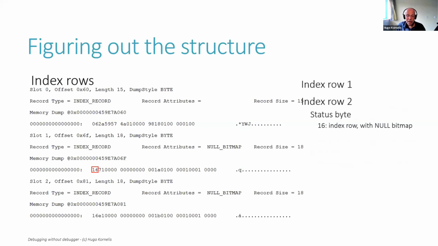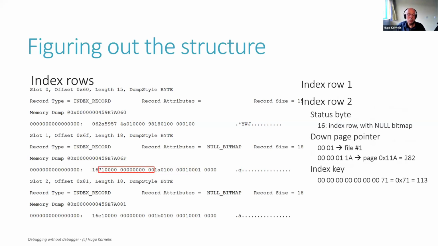The second row had a slightly different index status byte. It says this is an index row with a null bitmap. And again, we found the down page pointer, file number 1, page 282 in this case, in its standard location. And now this data is not useless anymore. Once more, you need to read it byte-wise right to left. So this is a bunch of zeros and then 71, which is the hexadecimal equivalent of 113. That means that the clustered index key, a bigint value 113, is the first entry on page 282. And that is the index structure we expect.